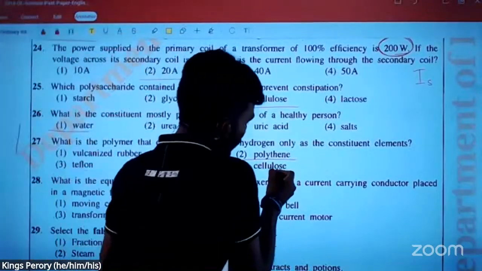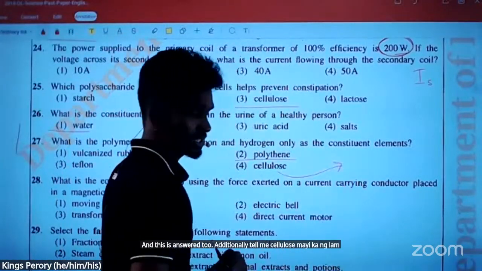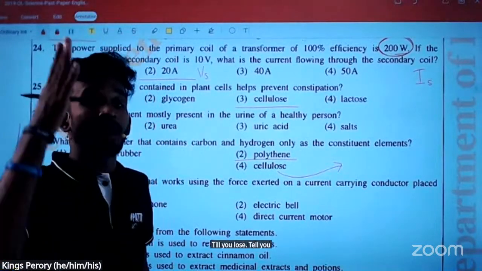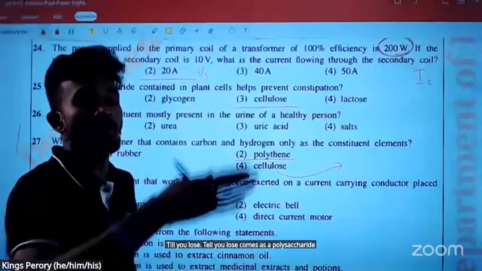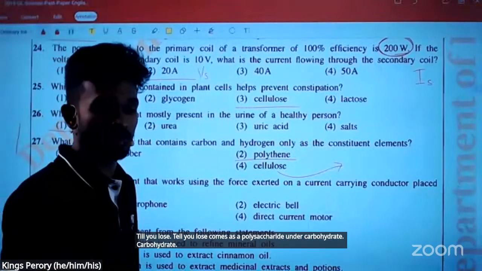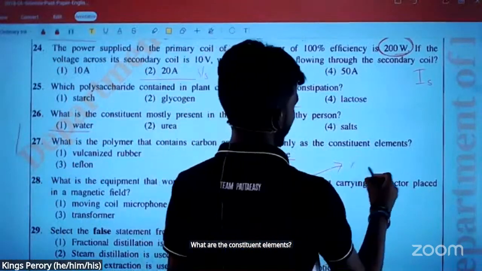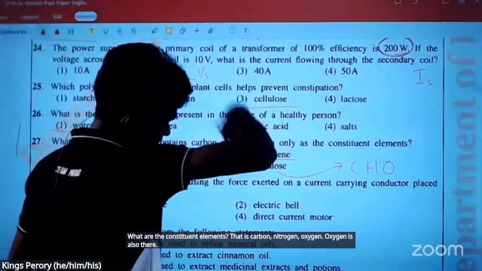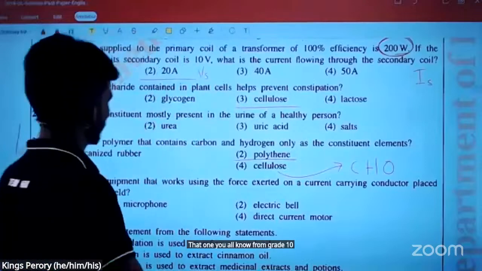Additionally, cellulose, from grade 10 first lesson. Cellulose comes as a polysaccharide and a carbohydrate. What are the constituent elements of a carbohydrate? Carbon, hydrogen, oxygen. Oxygen is also there. That one you all know from grade 10. Cellulose: carbon, hydrogen, oxygen, carbohydrate.